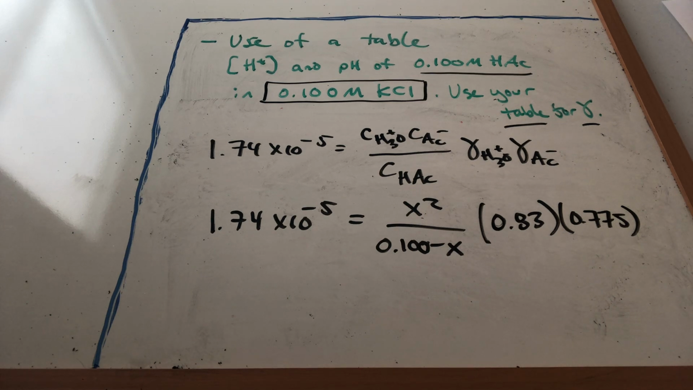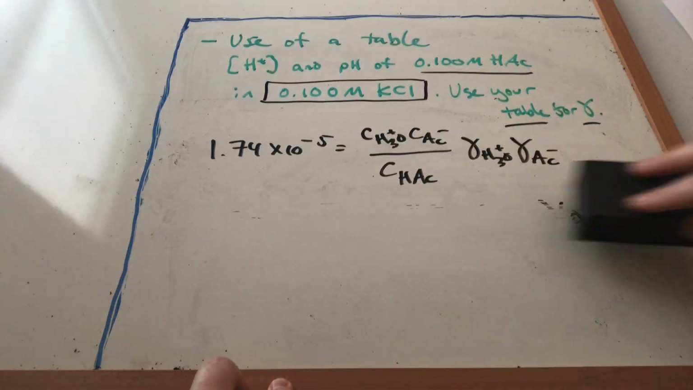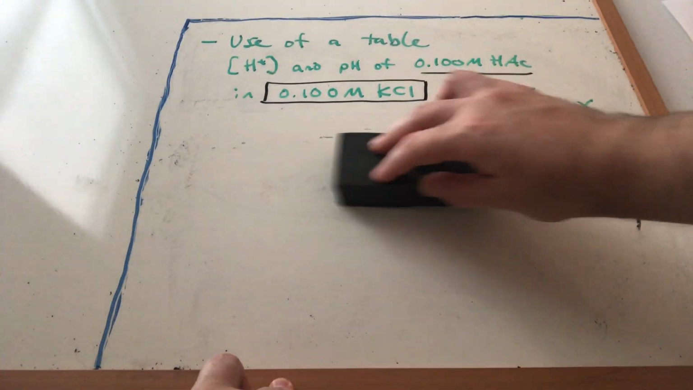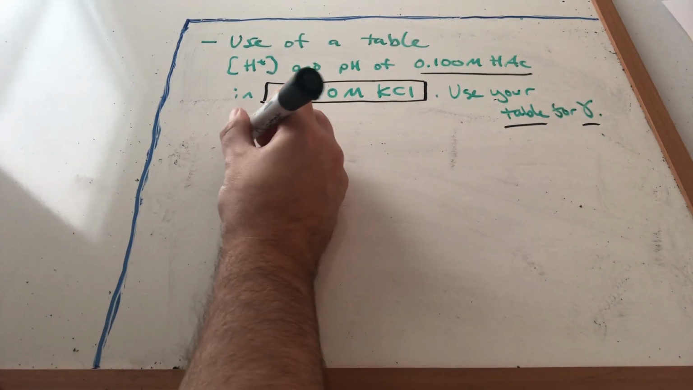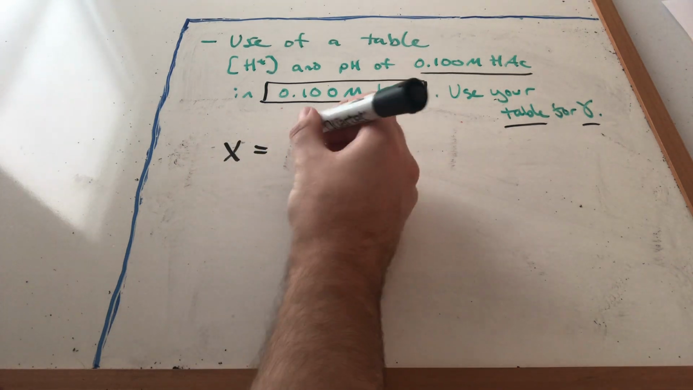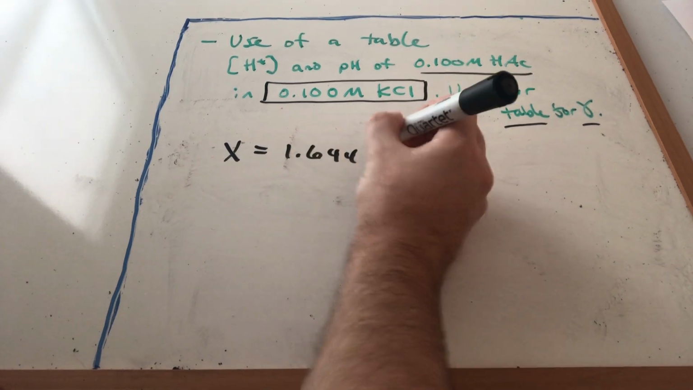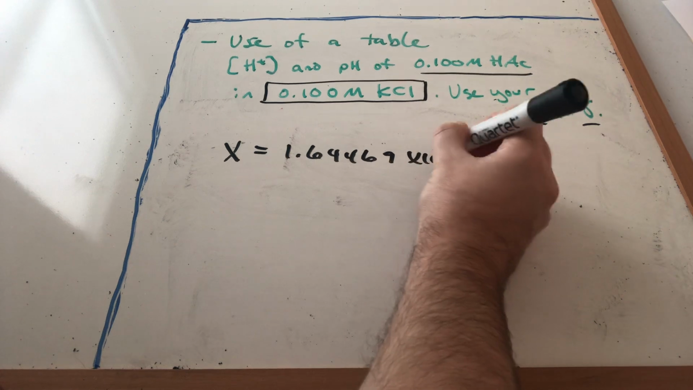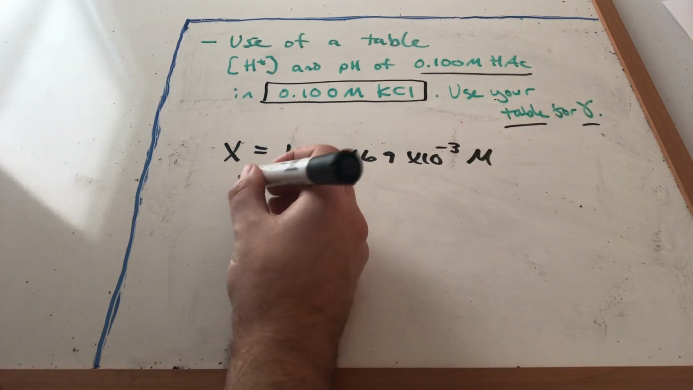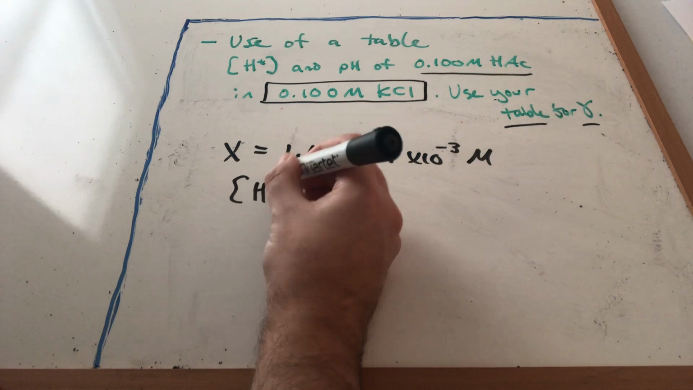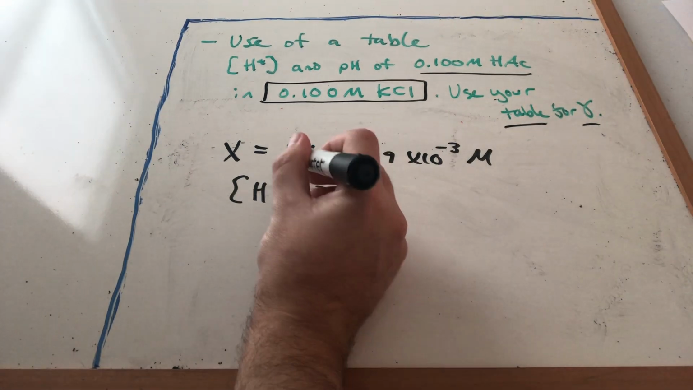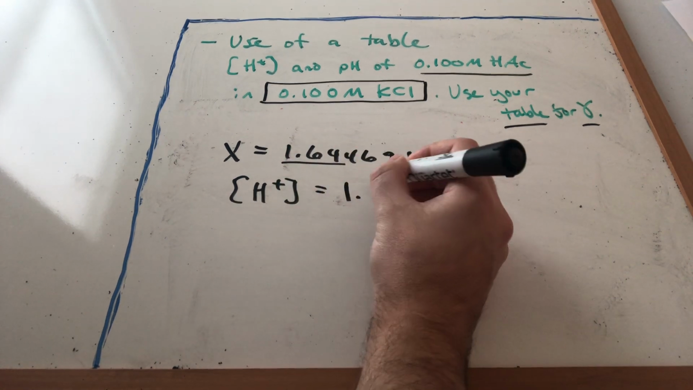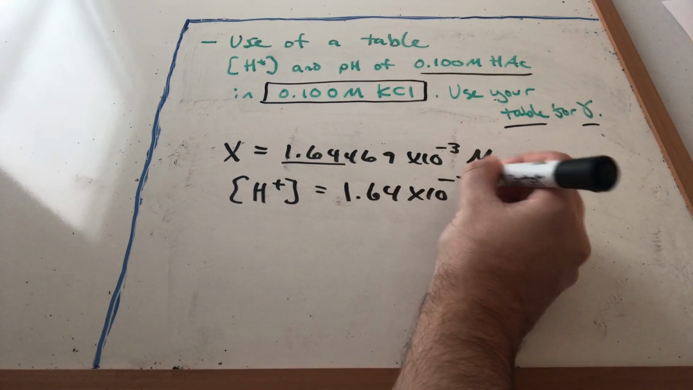So you should be able to solve this for x then. And I'm going to leave that work to you. But when you do solve this for x, again, check my work, please. What I get for x is 1.64469 times 10 to the minus 3 molar. Now remember, this is my concentration of H plus. This is what I was after. It looks like we have 3 significant figures there, so I think we get 1.64 times 10 to the minus 3 molar.